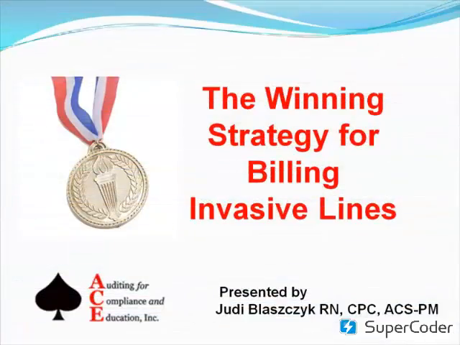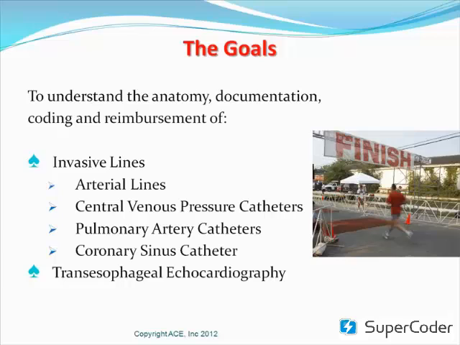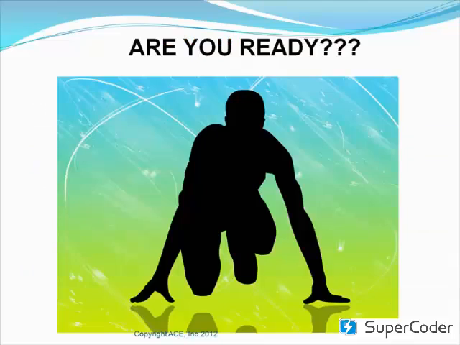To look at the anatomy of the services that we're discussing, the documentation that's required, and coding and reimbursement. We're going to look at arterial lines, central venous pressure catheters, pulmonary artery catheters, coronary sinus catheters, and then transesophageal echocardiography, or TEE. In order to reach where we're going, we have to know where we're going. So those are where we're headed today.